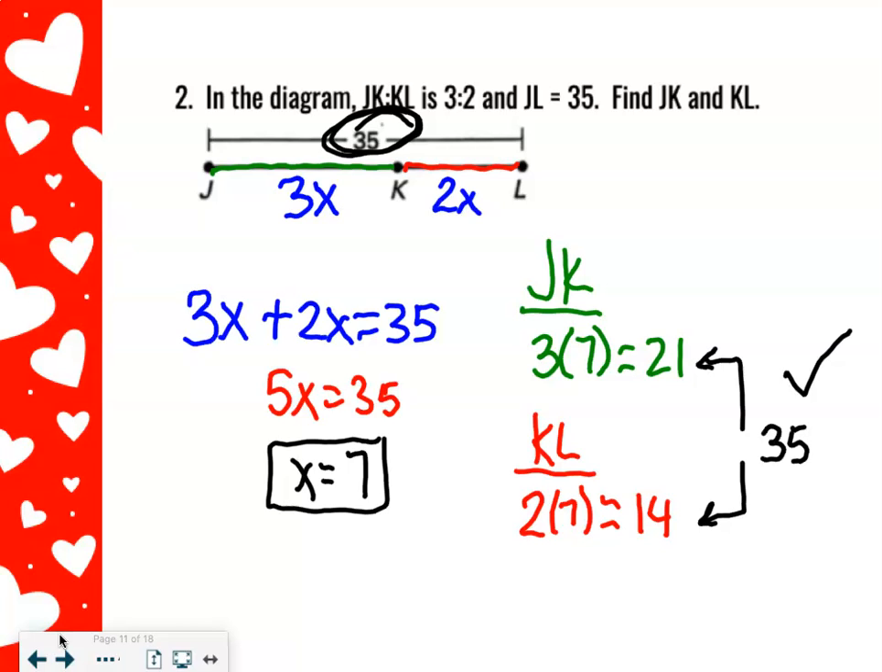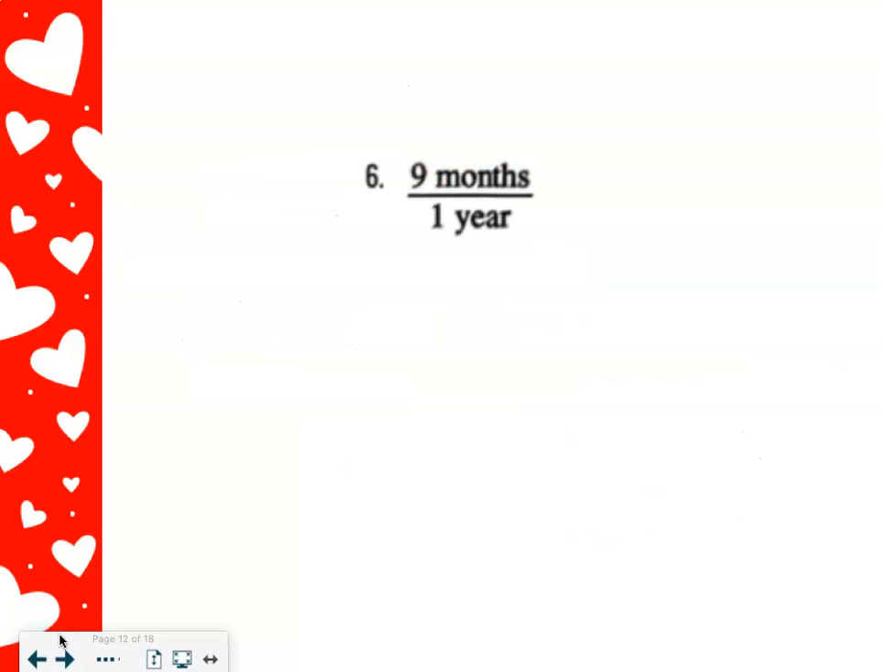Okay, now number 2 is like number 11 on the front. So maybe down on the bottom by 11, put this is like number 2. We are simplifying this ratio. So step 1, we have to check, are our units the same? I have 9 months over 1 year. So no, I have to change my year to months. We know that there's 12 months in a year. So I have to take 1 times 12 to get 12 months.